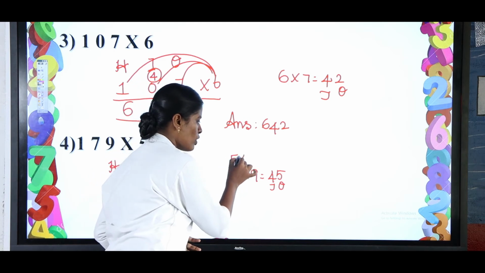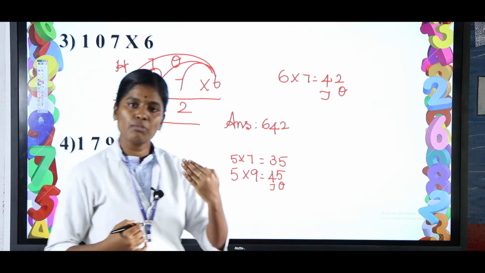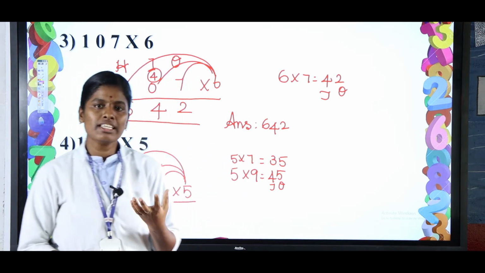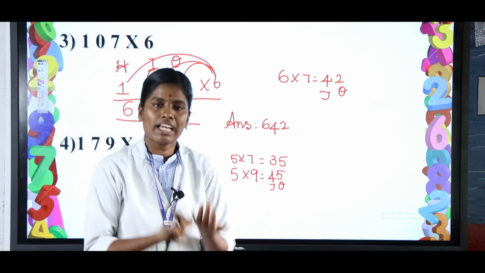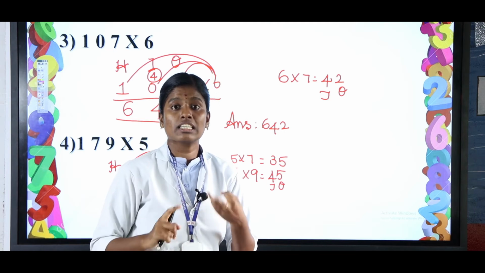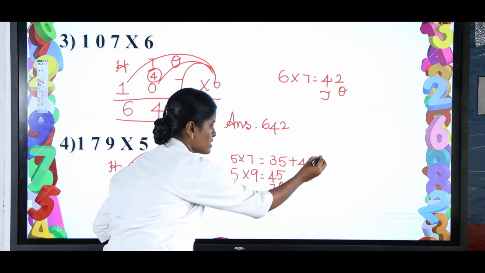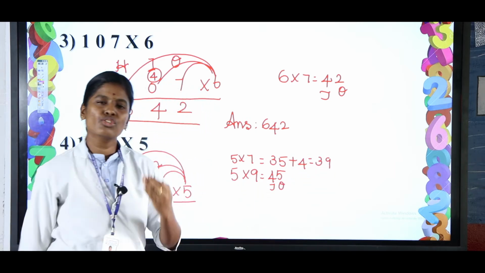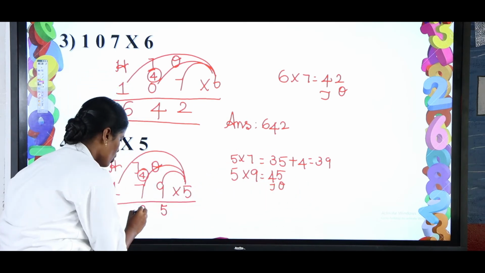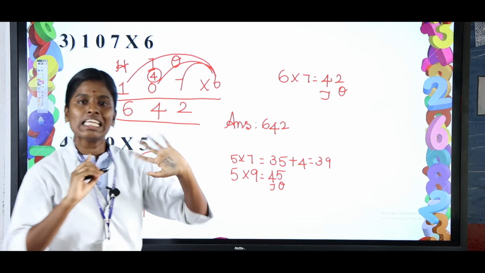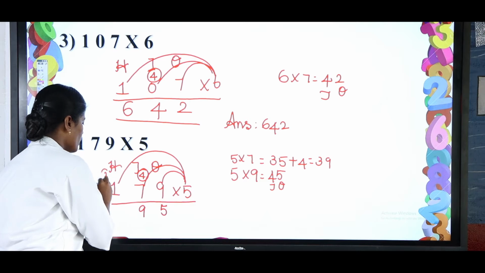The next one is 5 sevens are. What is the answer? 5 sevens are 35. That is 5 times 7 or 7 times 5. 35 plus 4, so the answer is 39. Already you know 39: 9 should be written under the tens column and 3 should be the carry value, carried over to the hundreds column.